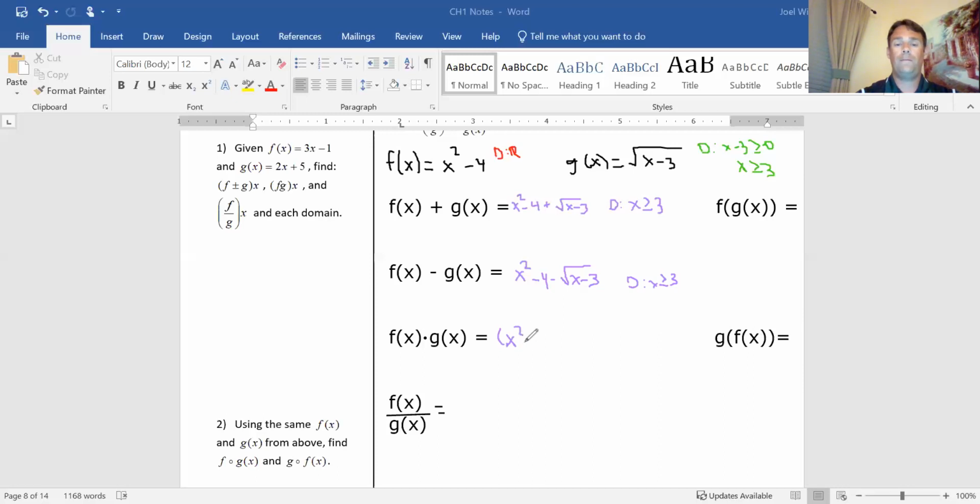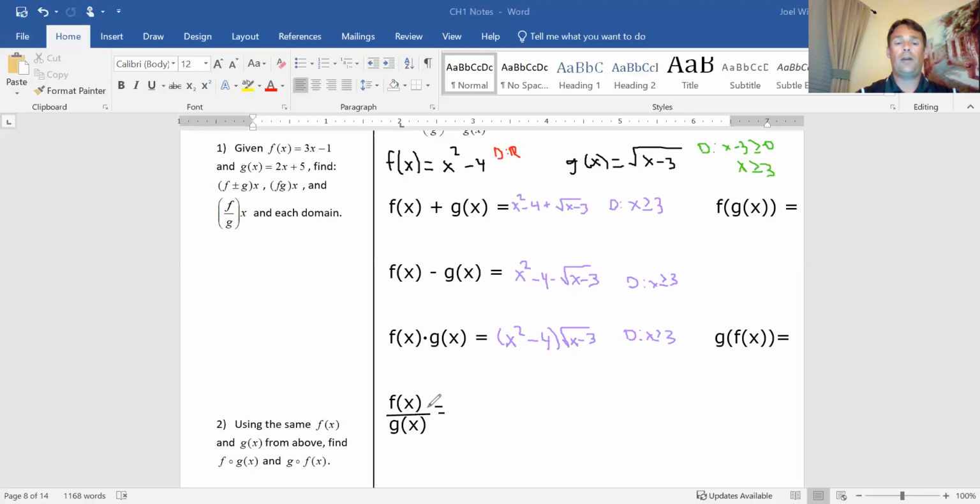X squared minus 4 times the square root of x minus 3. I could distribute this radical in there if I wanted to, but there's no reason to do it. It's not going to change how this function looks per se. But we go back and look at our domain. I still am dealing with the same domain as the original restrictions, x is greater than or equal to 3. So bringing that one back down, I start with that original domain before I get to anything else.